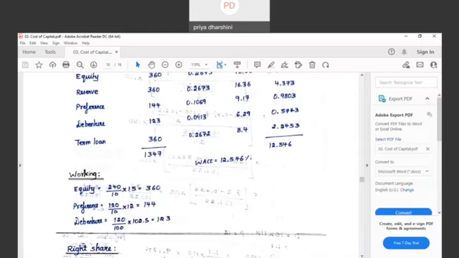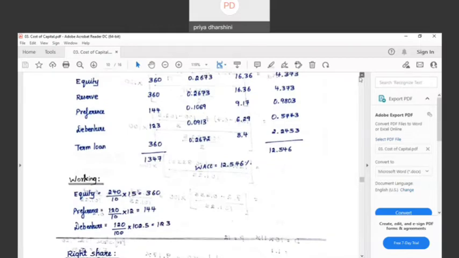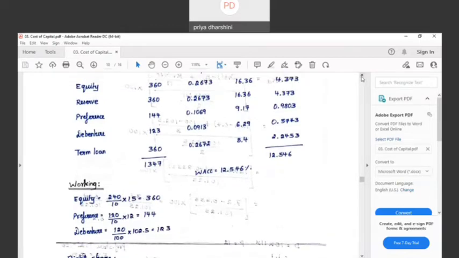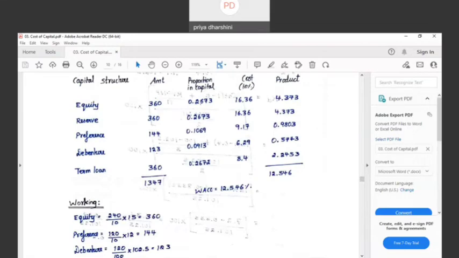Now find the revised proportion in capital, but does the cost change? Cost will not change. Only the proportion will change based on market value. Proportion in capital into cost, you find the product. The total of product will give you the weighted average cost of capital. That's all. Is this understood?